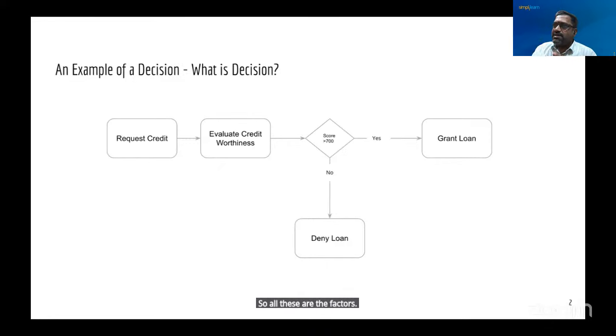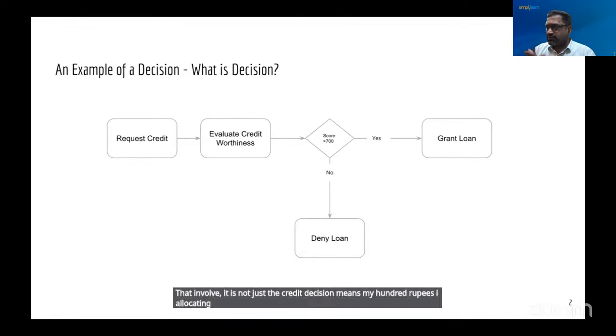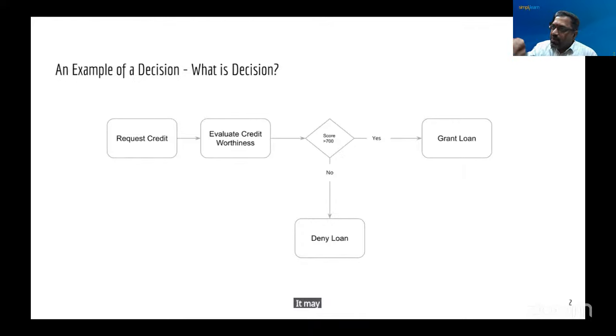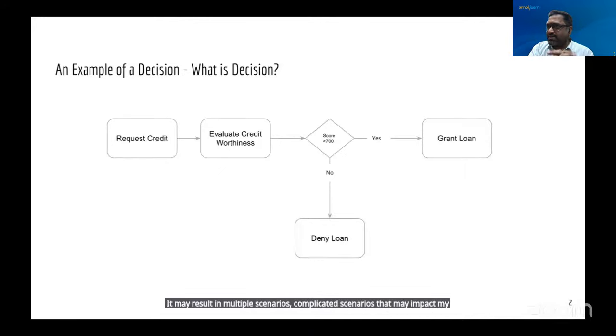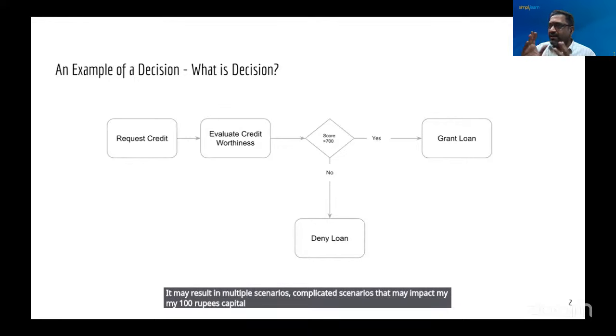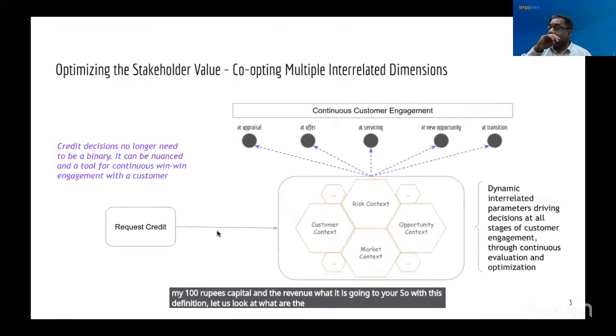It is not just the credit decision. Means my 100 rupees, I am allocating it to one person to give the credit. It may result in multiple, complicated scenarios that may impact my 100 rupees capital and the revenue it is going to earn. So with this definition, let us look at what are the complexities, what is decision intelligence.